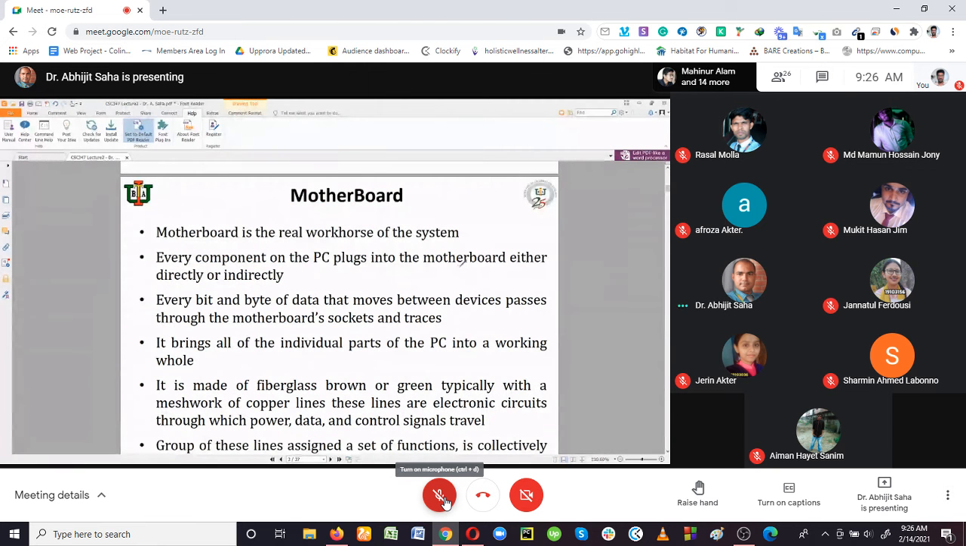The question is common for lecture one and lecture two: define motherboard, right? That means you should not only give a line like, okay, the motherboard is the heart of the computer system, or it is made of fiberglass, brown or green, typically with a mesh of copper lines. These lines are electrical circuits through which power, data and control signals flow. No, that is not what you are going to give.